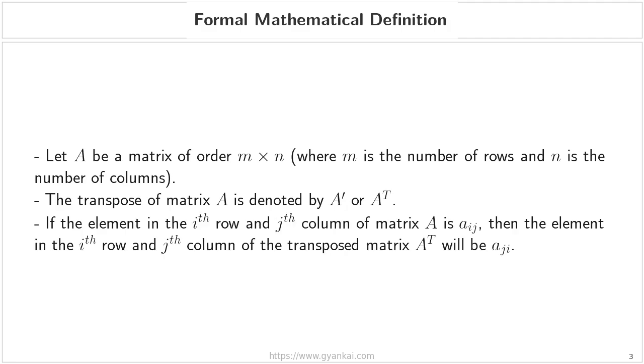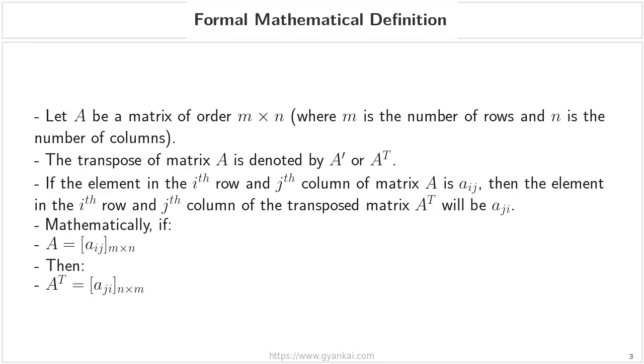To understand exactly how the elements move, let us look at the indexing. If we take an element located in the ith row and jth column of matrix capital A, which we denote as a sub-ij, that same element will move to the jth row and ith column in the transposed matrix, capital A transpose. Essentially, the row and column indices are swapped.